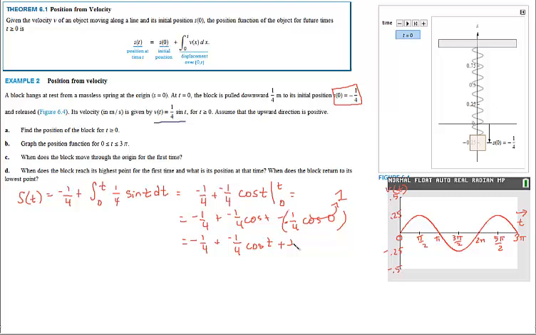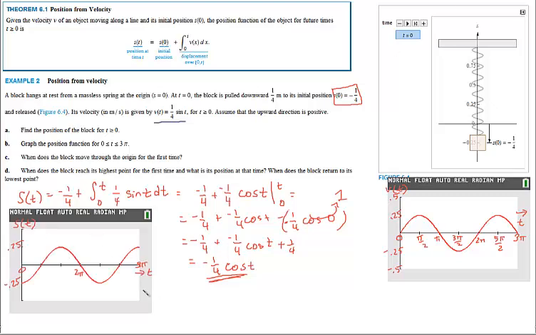That minus minus then becomes a plus, and I end up with -1/4 cosine t. And that is your position function. So I'm going to graph that with my calculator.